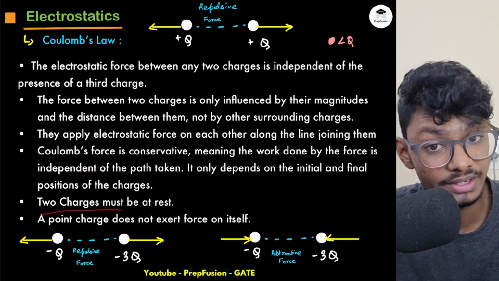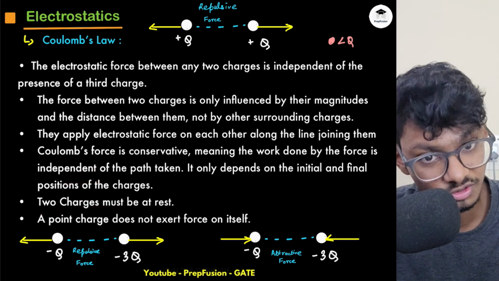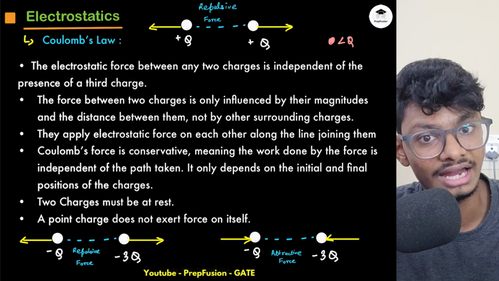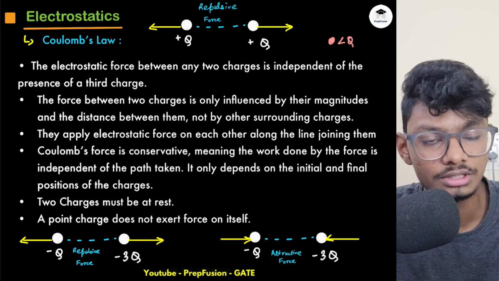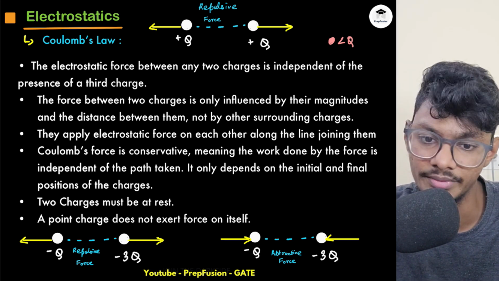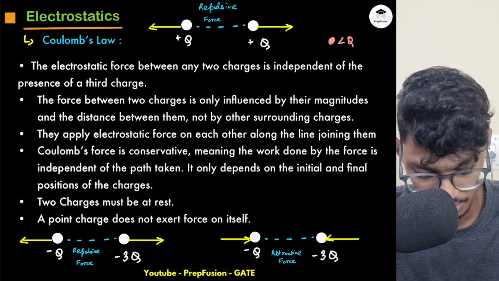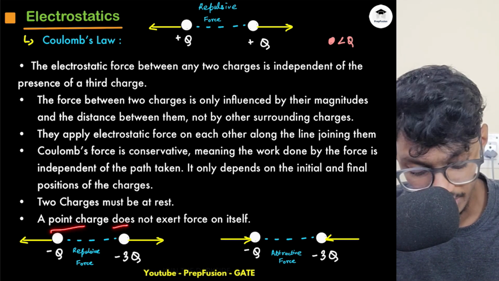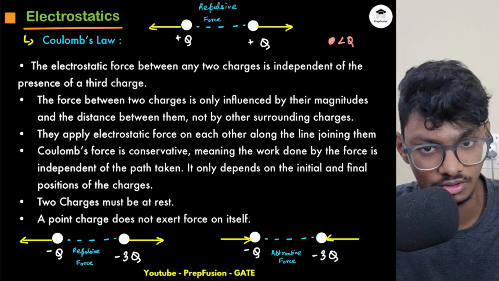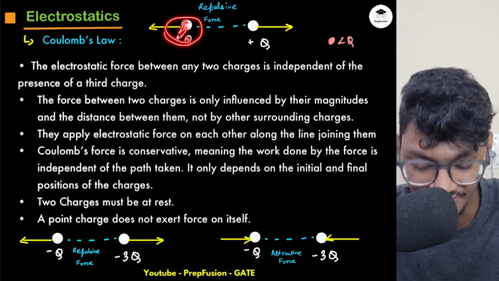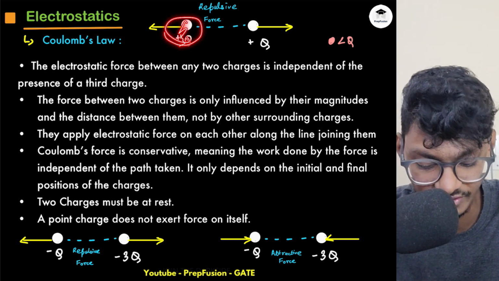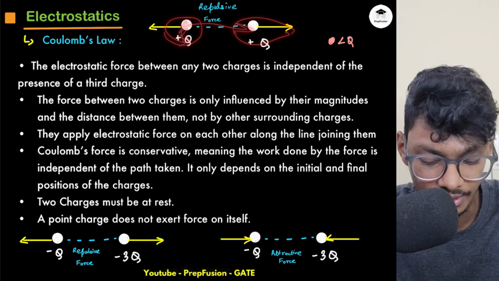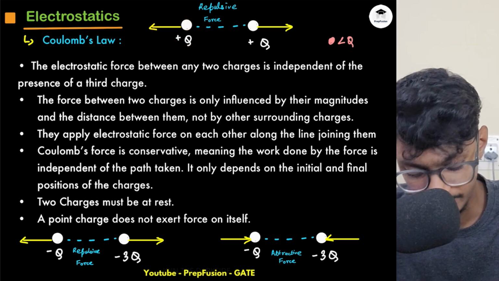The two charges must be at rest. For Coulomb's law to work, the two charges must be at rest. If they are in motion, then a magnetic effect will also come into the picture, which we will talk about later on. Another important point: a point charge does not exert force on itself. A single point charge can exert a force on another point charge, but it cannot exert a force on itself.